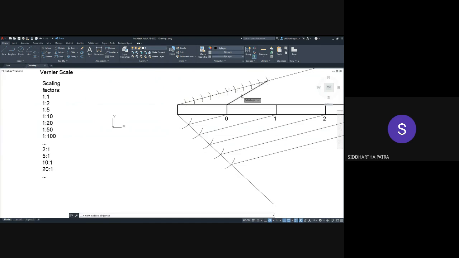So now 2, 3, 4, 5, 6, 7, 8, 9, 10. Okay, now you can trim those lines. Of course, when you are drawing it on a piece of paper, you don't have to do all of this.